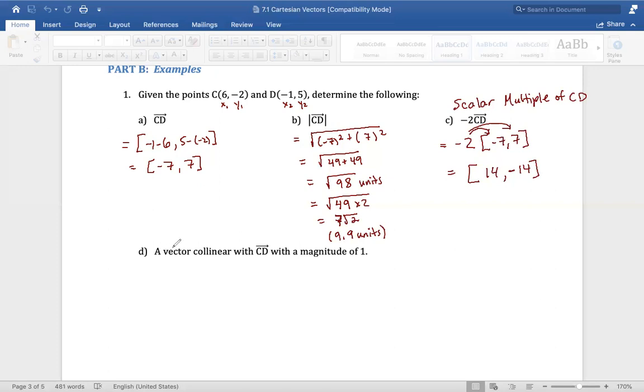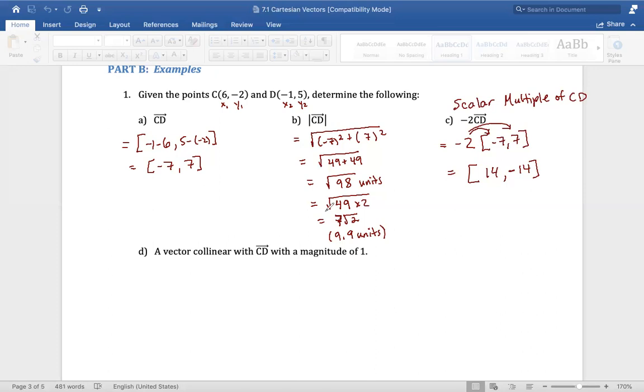We know that the magnitude of CD itself, just to check, is not 1, right? So that's not my unit vector. It's 9.9, which is almost 10 units long, so it's clearly not the unit vector. So we need to find a collinear vector that would have a magnitude of 1. There is a longer way of doing this, but I'm just going to go right to showing you the shortcut, because once I show you the long way and the short way, you're going to go right to the short way anyways, right?